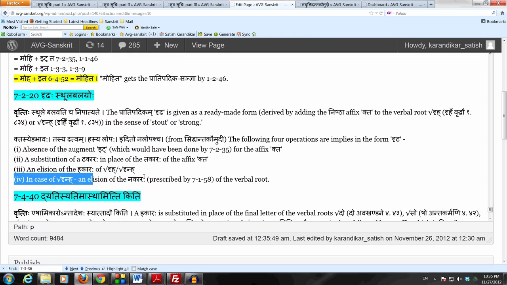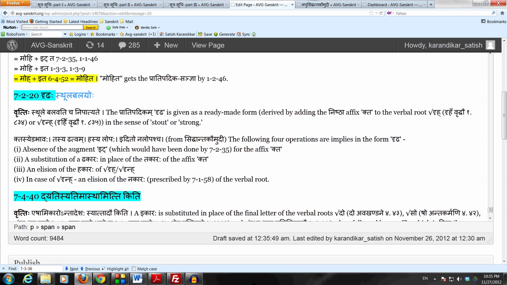Now, these operations only take place if the meaning of the word is someone who is either fat or strong or both, not otherwise. Otherwise the form will be drihita and drumhita. But this dridha will be the form in these two meanings.